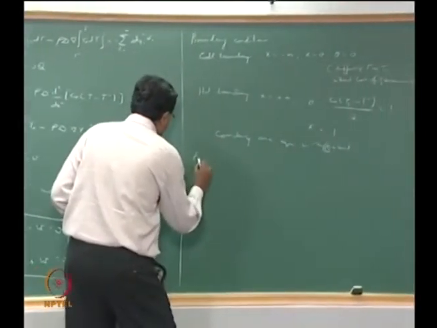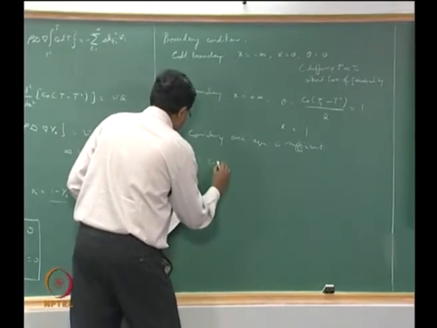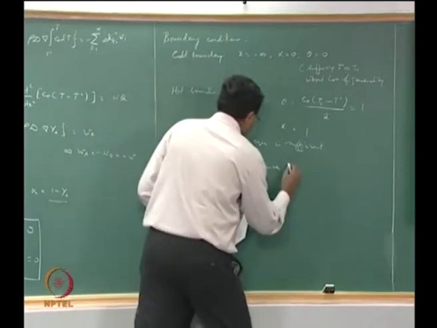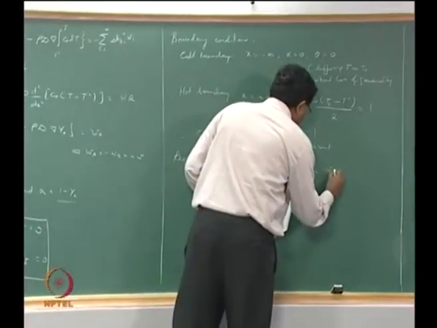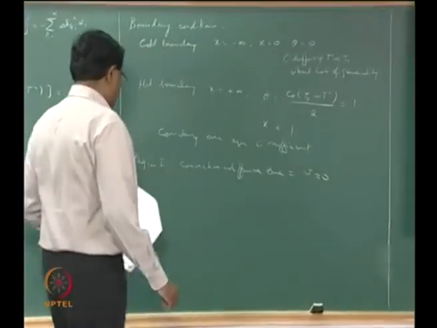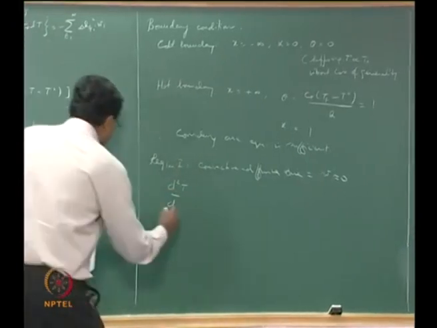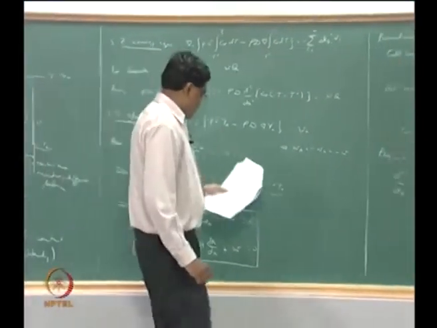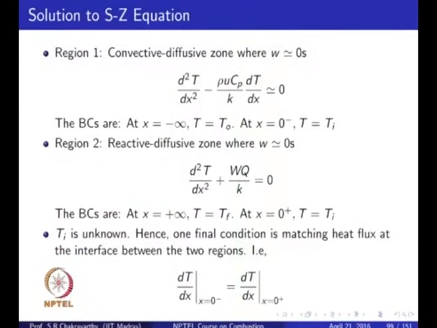So region 1 is our convective diffusive balance, the convective diffusive zone, which implies that W is approximately equal to 0. Then we can write, going back to T, not worrying about theta anymore, since that was just to show that theta and alpha are the same, an equation d squared T over dx squared minus rho u Cp over k dT over dx is approximately equal to 0.